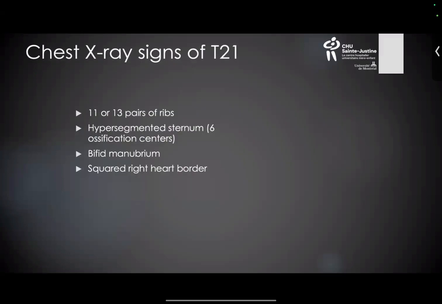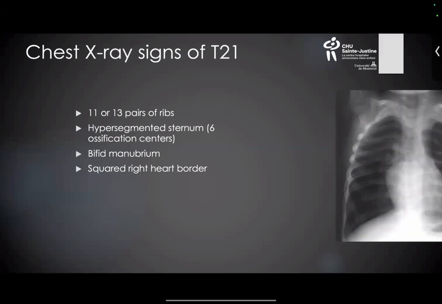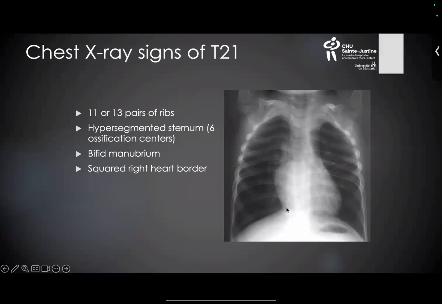So what to check for as signs of trisomy 21 on chest x-ray? You can have 11 or 13 pairs of ribs. You can have a hypersegmented sternum, with more than 6 ossification centers. You can have a bifid manubrium, but you cannot see that much on the x-ray. And you have that squared right heart border that you can see in patients with trisomy 21, even though they don't have any endocardial cushion defect. I don't know why, but you can see that squared right heart.